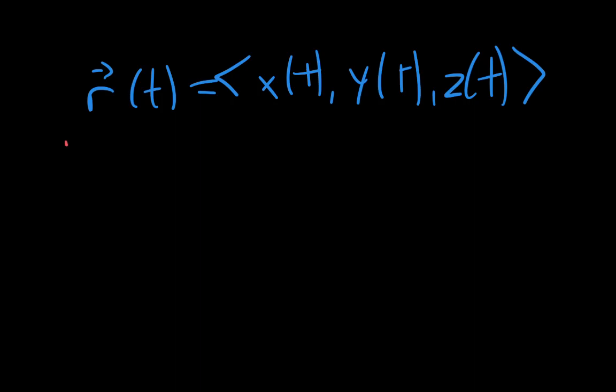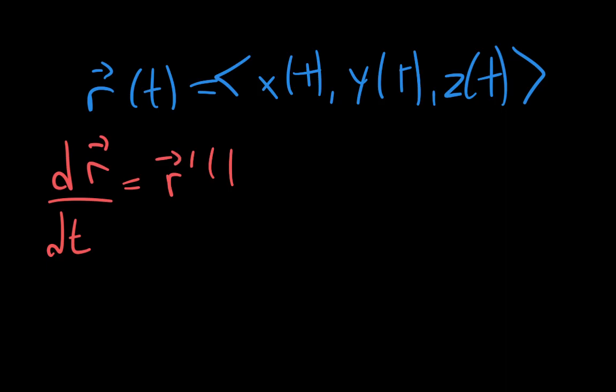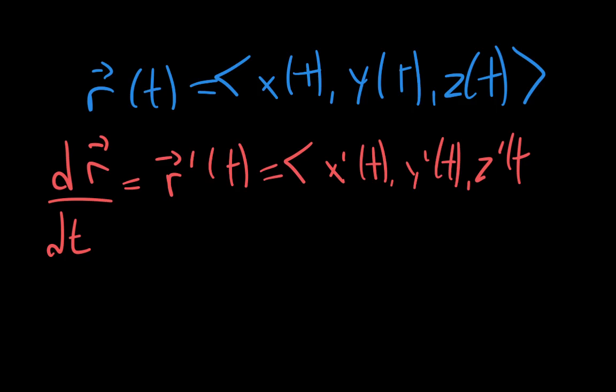So if we wanted to find dr by dt, or r prime of t, remember this is a vector, r prime of t, then this would be x prime of t, y prime of t, and z prime of t. This is assuming that each component is differentiable at a certain point.